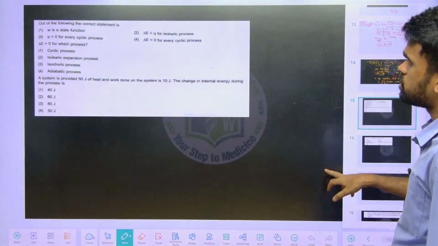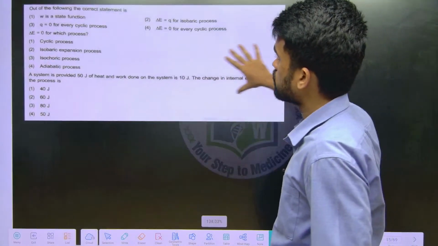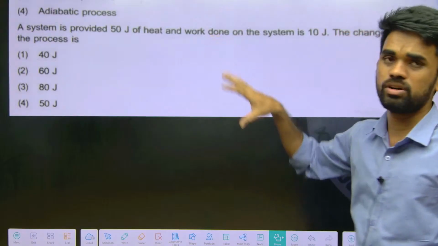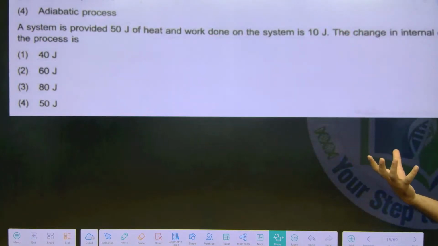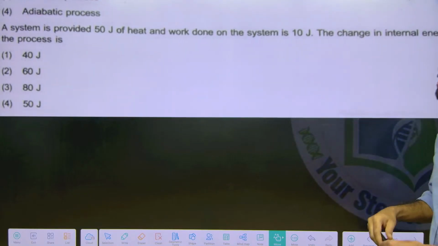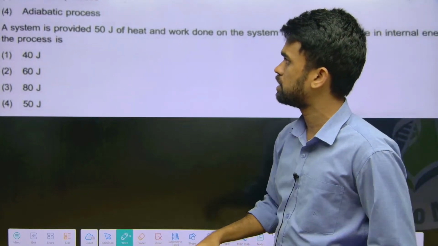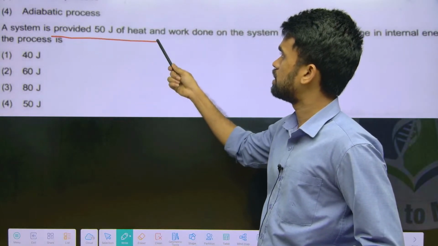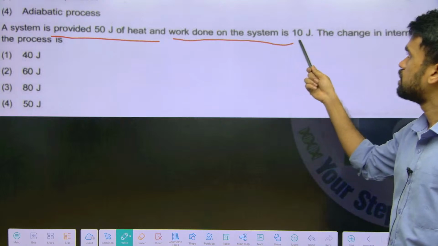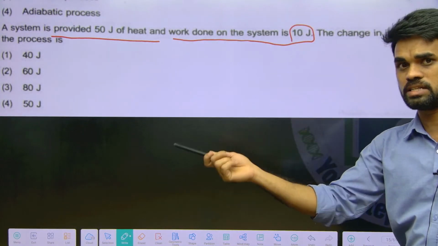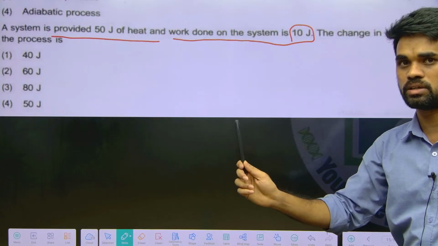Okay, one question for you. Only solve this question, the one which is present on the board. These are PYQ questions of JEE exams or NEET exams. You can see a system is provided with 50 joules of heat. I am explaining here. The system is provided with 50 joules of heat and work done on the system is 100 joules, the same way that we discussed in the last question which I gave as homework.